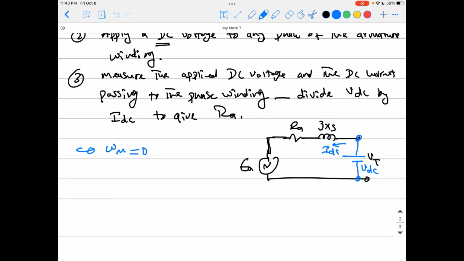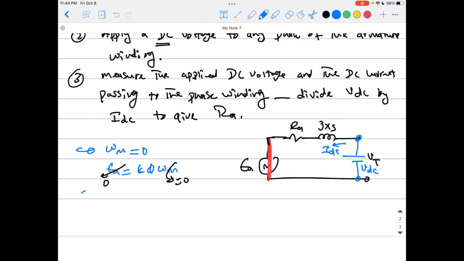So, the speed is 0, and if you remember, EA equals K phi omega M. Okay? So, having a 0 speed means you are having a 0 induced voltage. So, this is now a short circuit. So, if the speed is 0, we don't have an induced voltage inside the machine.